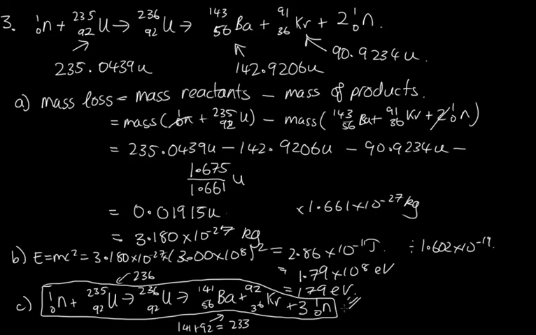Well, the answer is this one. So 141 Ba plus 92 krypton is more likely to cause the chain reaction because it releases more neutrons, and the more neutrons that get released, the more reactions that this can start, because this can now start 3 reactions, whereas this one up here could only start 2 reactions. So this one is more likely to start a chain reaction.